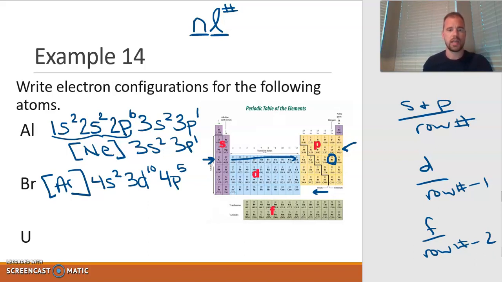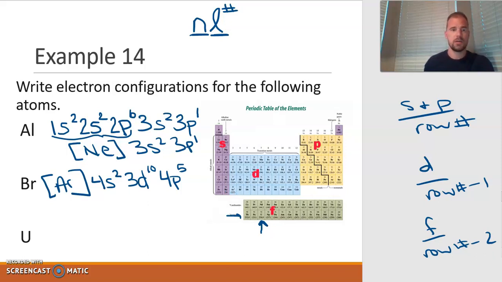Lastly, let's take a look at uranium. Uranium is very far down on the periodic table. In fact, uranium is right here. And just to give you an idea of where uranium is, it's in this row, which remember is sandwiched right in here. Okay? So we need to keep that in mind.